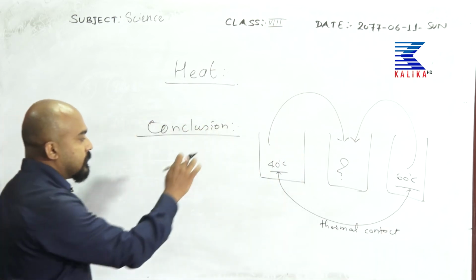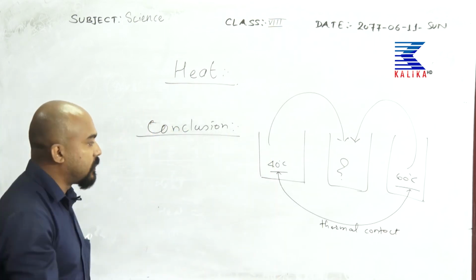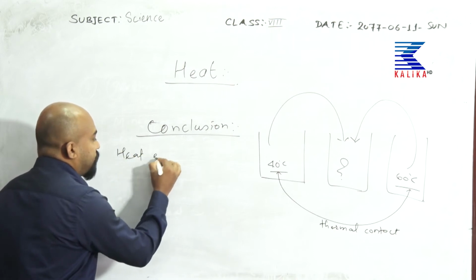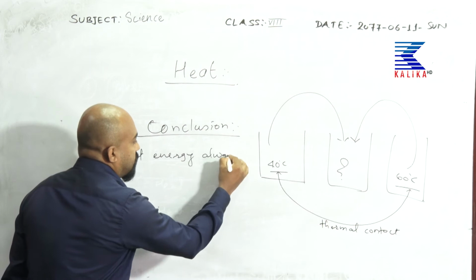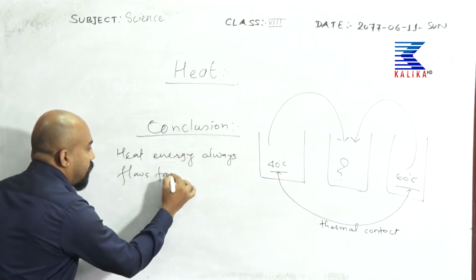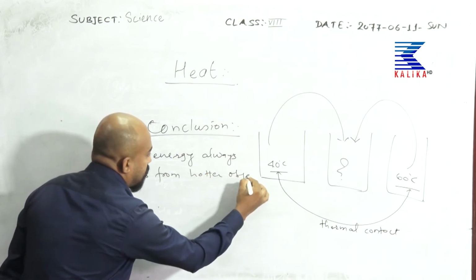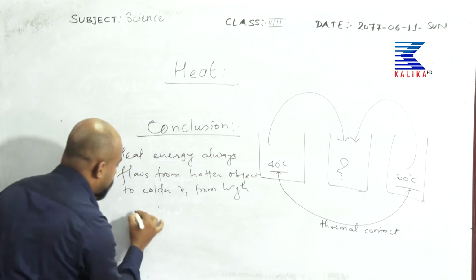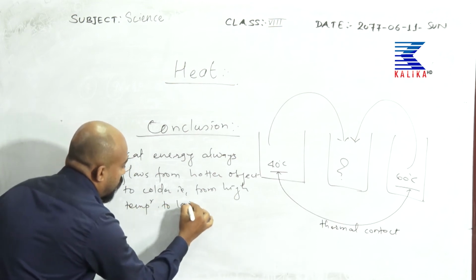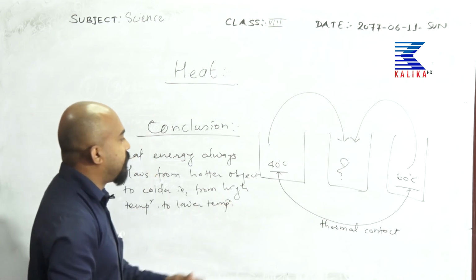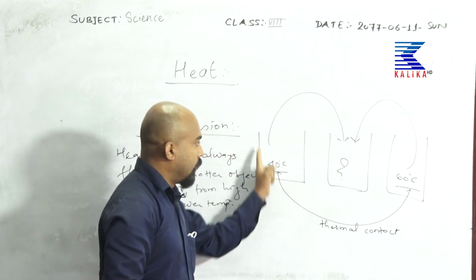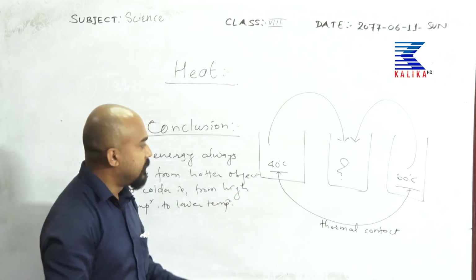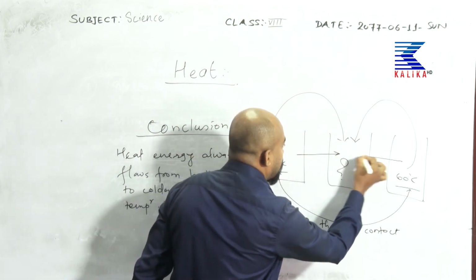remember this point, if two bodies of different temperatures are kept in thermal contact, then heat energy always flows from the hotter object to the cooler one, that is, from high temperature to lower temperature. That means the temperature of the 40 degree water will increase, and the temperature of the 60 degree water will decrease. But up to when? Till the temperature of both becomes the same.